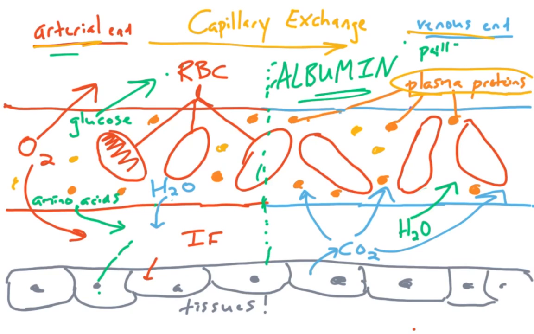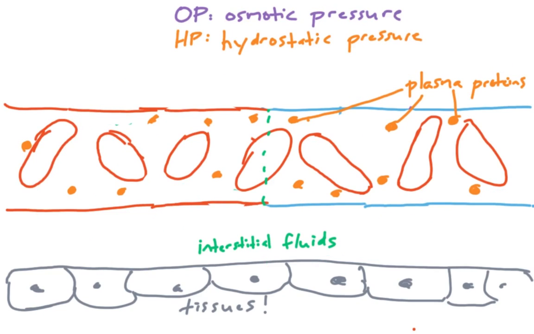This green dotted line is totally imaginary, just trying to draw a distinction between the arterial end and the venous end. So moving on to more closely look at what are the factors that push and what are the factors that pull. So I'm going to use some abbreviations here. So osmotic pressure, I'm going to use OP. And then hydrostatic pressure, I'm going to use the abbreviation HP.